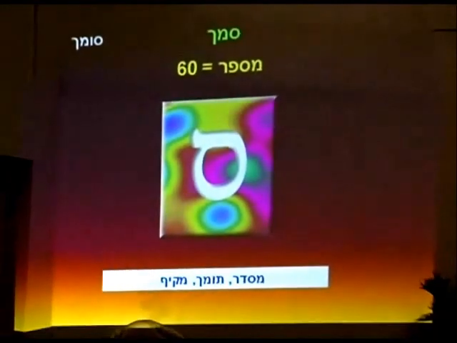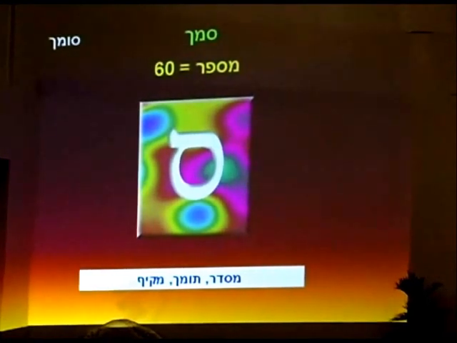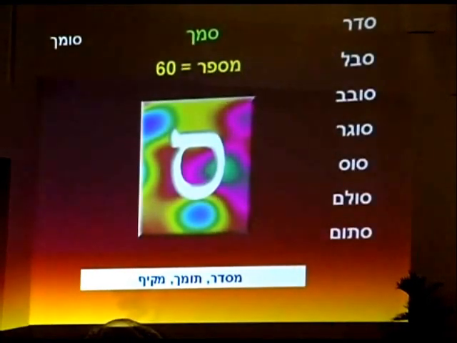Samach, number 60, somech, to give support. You will see it with organization, with support, and with surrounding something. So here are some words. Seder, organization. It's organized, it's surrounded, it's a circle, right? It carries. Saval, sovev, it surrounds, soger, it encloses. A sus, a horse, for some reason has the samach twice in it.